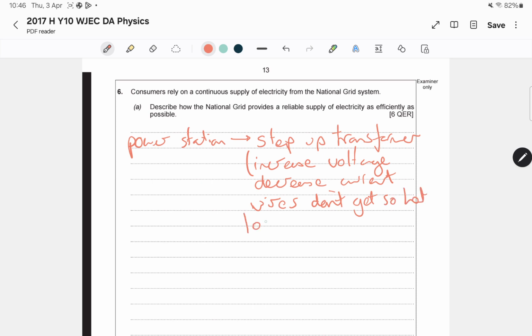and they don't lose as much heat energy. If you're not wasting energy, that means it makes it more efficient, because you're wasting less energy.